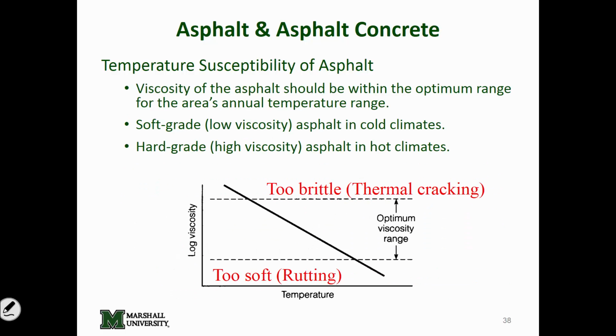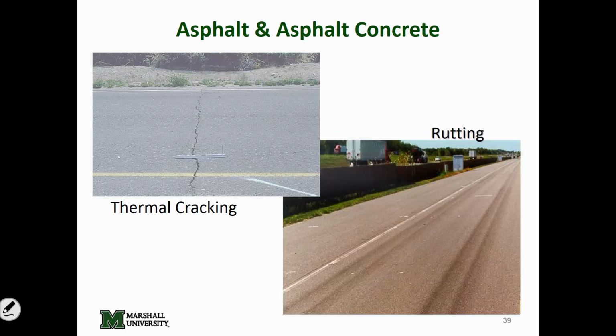Too brittle, you're going to have problems. If it's too soft, you're going to have rutting. So you've got to make sure you're in that sweet spot in the middle there. Make sure your grades are set properly. Thermal cracking, that's what you see right there in that one photograph on the left. On the right, you're seeing rutting, and those shadows you see there, that's actually tractor trailer truck tires that have rutted that as they rode down the road there.